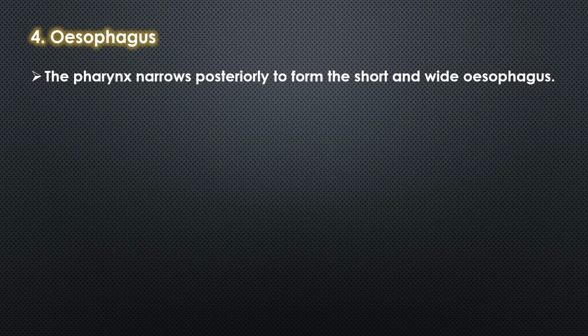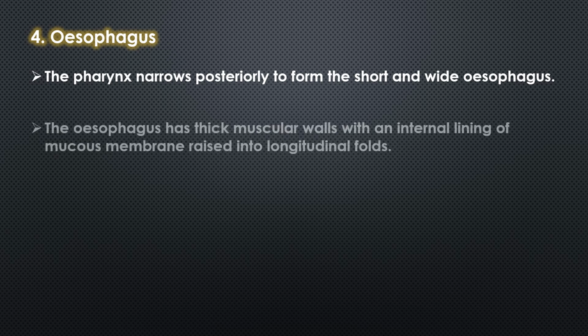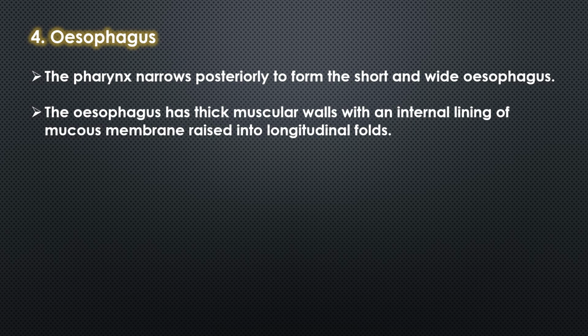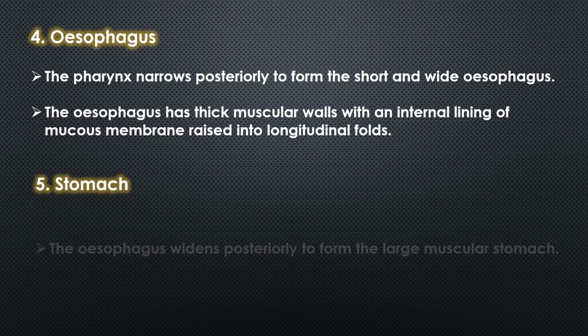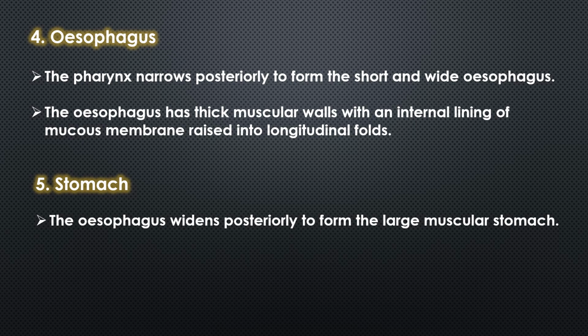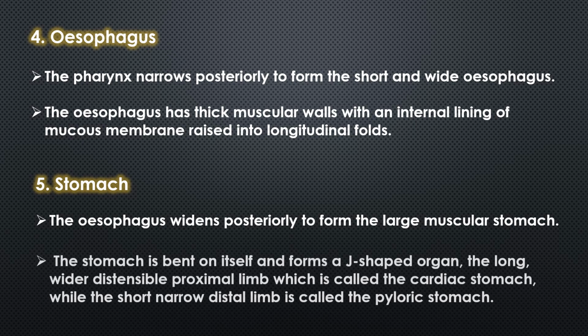The pharynx narrows posteriorly to form the short and wide esophagus. The esophagus has thick muscular walls with an internal lining of mucous membrane raised into longitudinal folds. The esophagus widens posteriorly to form the large muscular stomach.